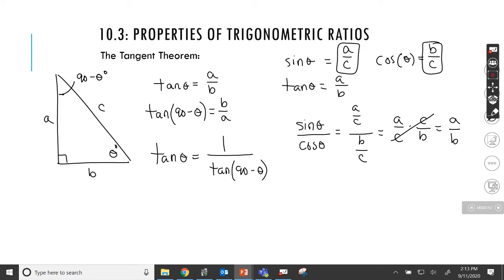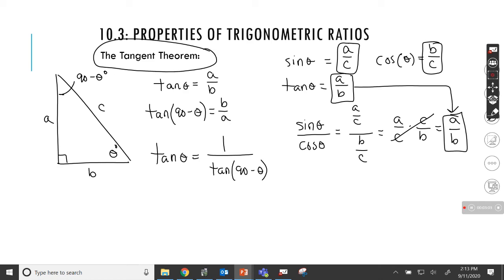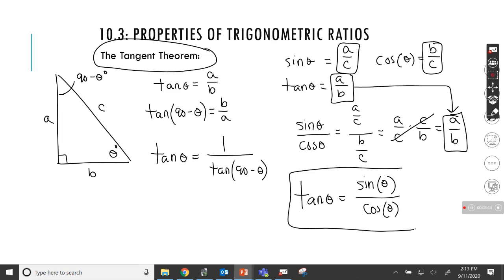Well, a over b, haven't we seen that somewhere? Oh, look at this, it's right here. So what they actually figured out was the main part of the tangent theorem, and that is this. The tangent of theta is indeed equal to the sine of theta divided by the cosine of theta. Another trigonometric identity that you're going to need to know and will be helpful if you do know.